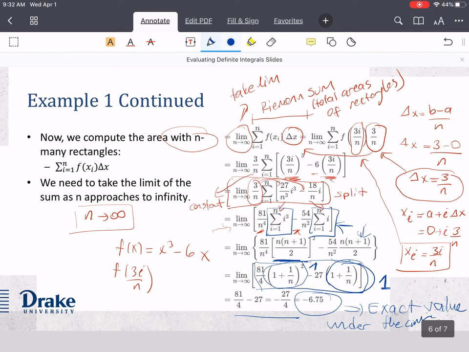I'm not going to hold you guys accountable for this specific type of work, just so you know, but I want you guys to understand this whole process. What I did is I computed the area under the curve using n many rectangles, and then I take the limit as n goes to infinity.